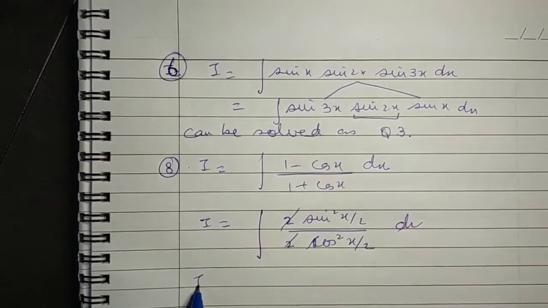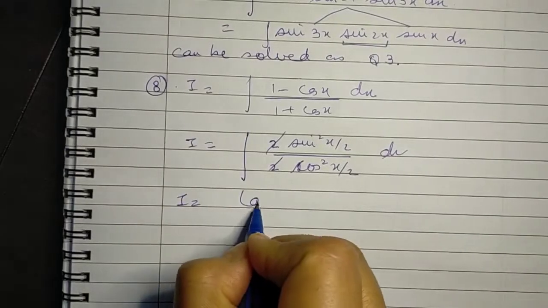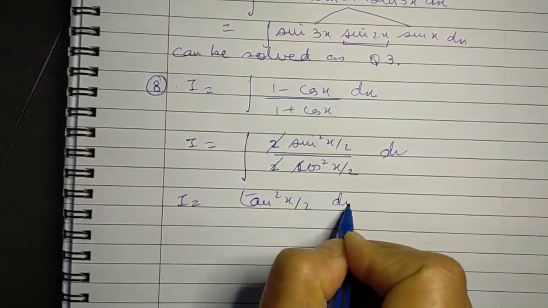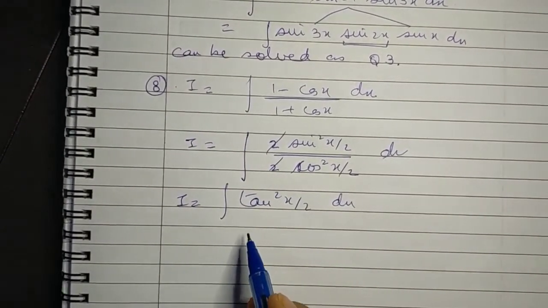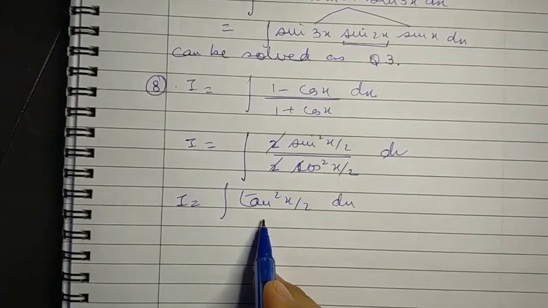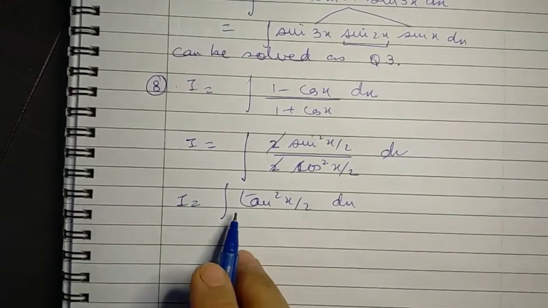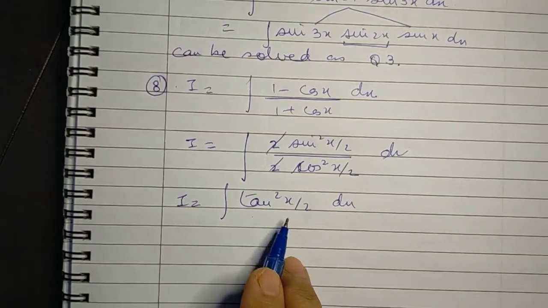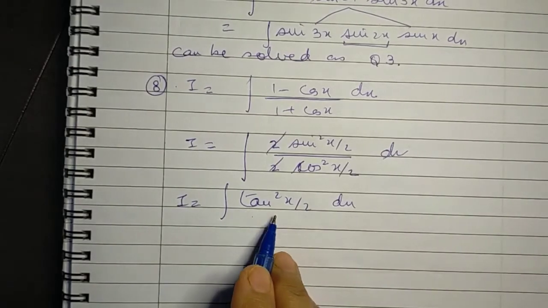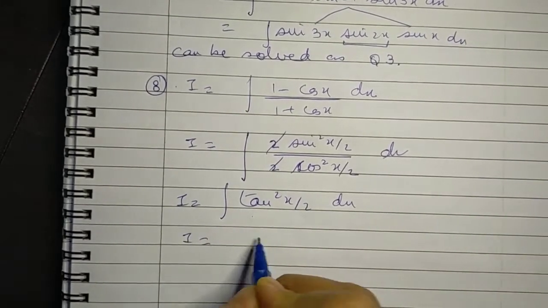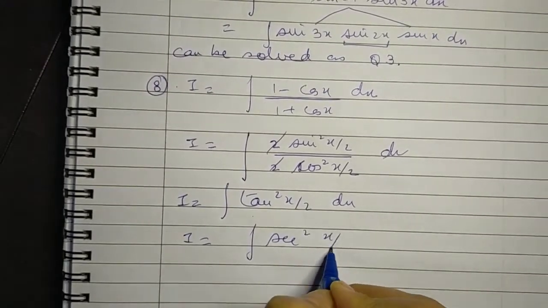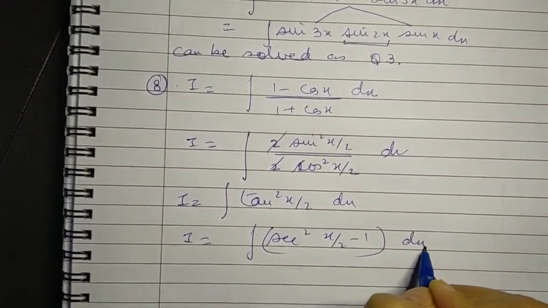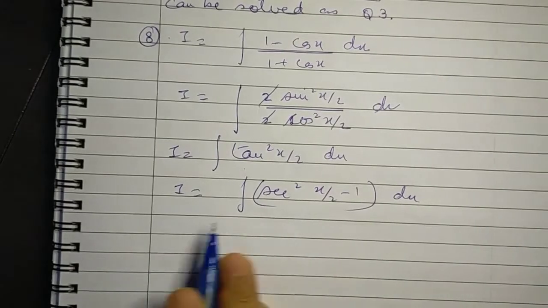This gets cancelled. I becomes equal to the integral of tan squared x by 2 dx. But as we know, we do not have the result for the integral of tan squared, but we do have the result of the integral of sec squared. So convert this to sec squared x by 2 minus 1 dx.